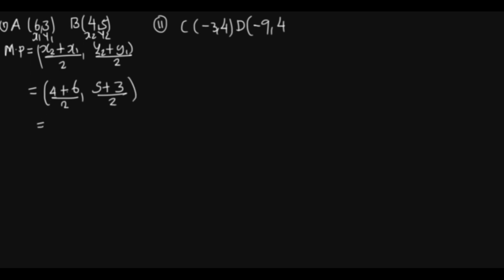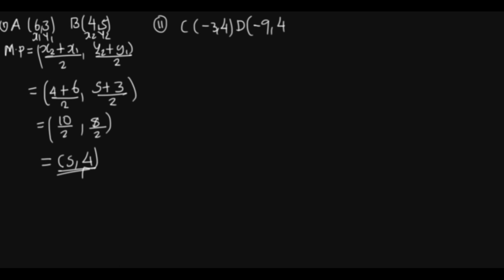So 4 plus 6, that is 10 over 2. 5 plus 3, that is 8 over 2. 2 into 10 is 5, comma 4. So the midpoint of A and B is 5,4.